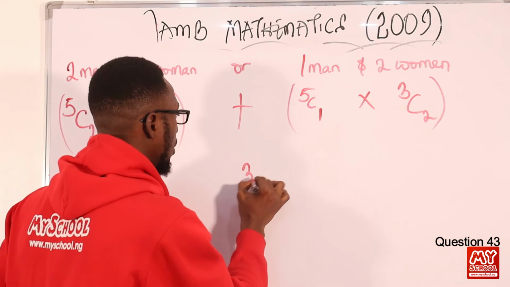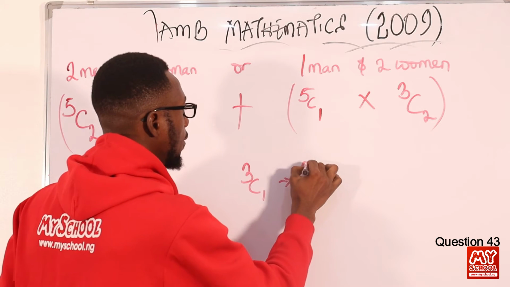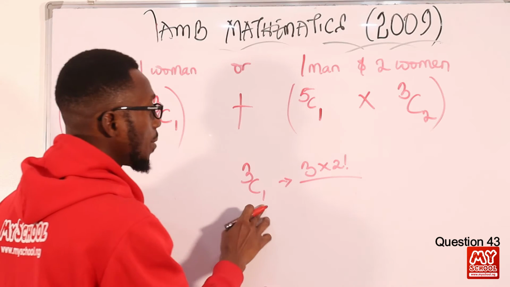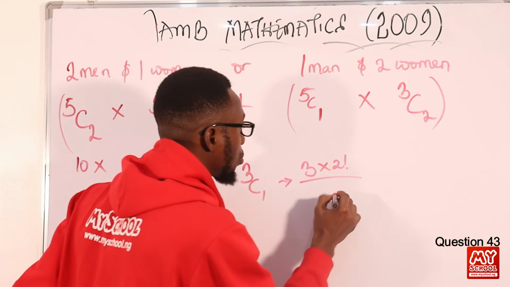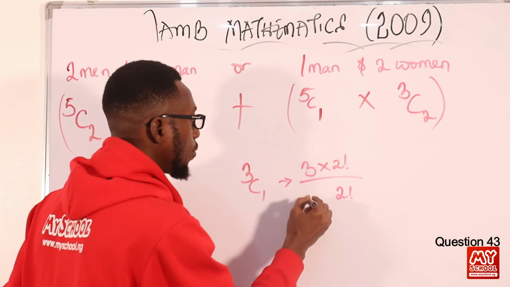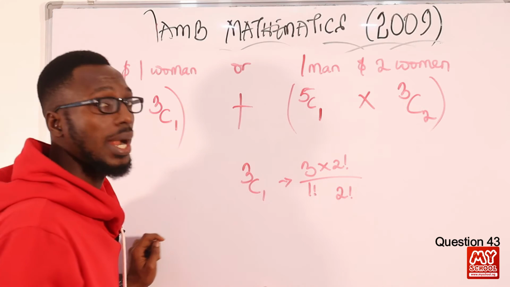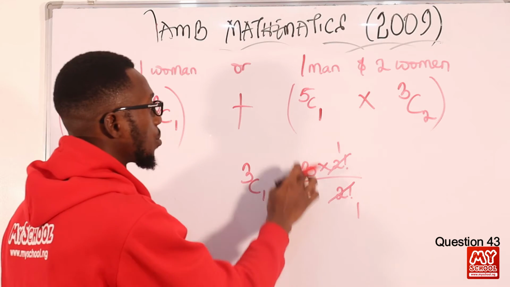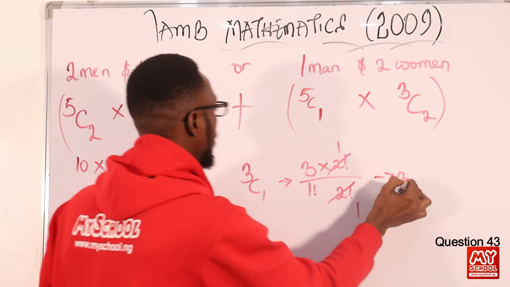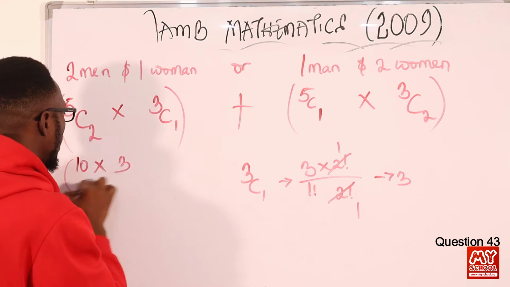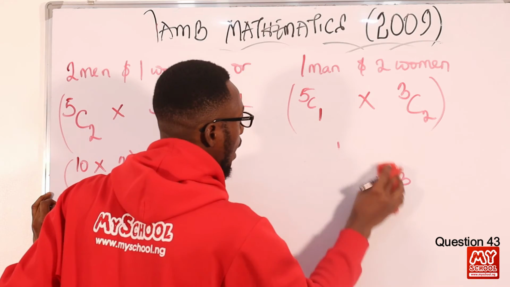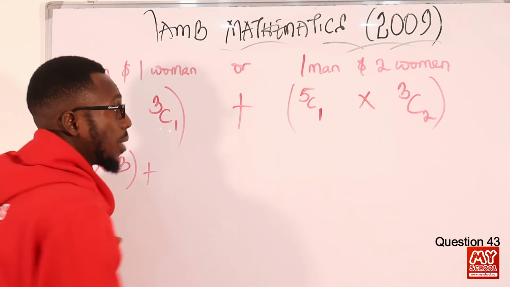Very quickly, I'm going to have my 10, times 3. So this 3C1, then I should have 3 factorial, or 3 times 2 factorial over 3 minus 1, that is 2 factorial, then 1 factorial. 1 factorial is just a 1. All right, so 2 factorial cancels 2 factorial. So 3 divided by 1, I have 3. So right here, I have times 3, then the plus sign. Okay, so let's move to the next parenthesis, or brackets if you want to put.